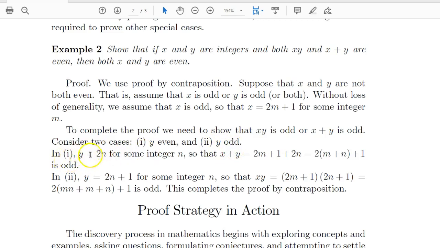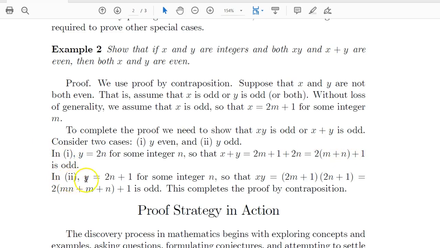In the first case, y is even, so y is equal to 2 times n for some integer n. Now x plus y is 2m plus 1 plus 2n. It can be written this way, which shows that x plus y is odd. So we have what we wanted in this case.